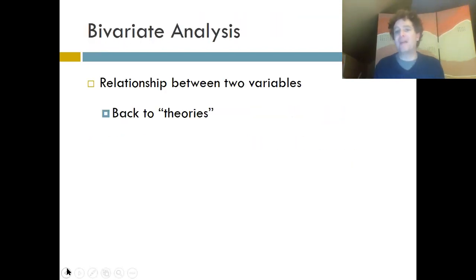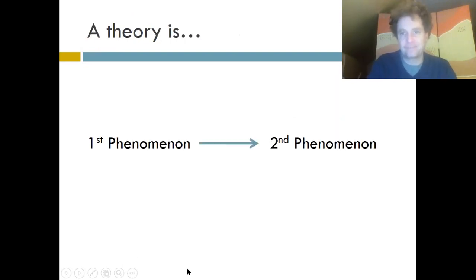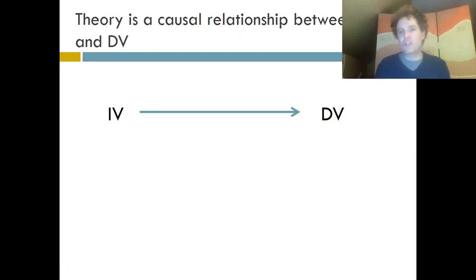This is essentially what bivariate analysis is. You're examining the relationship between two variables in a survey, and what you're arguing is that this one variable is going to be causing or affecting this other variable in the survey. The first phenomenon is causing the second phenomenon. A change in the independent variable is going to cause a change in the dependent variable.